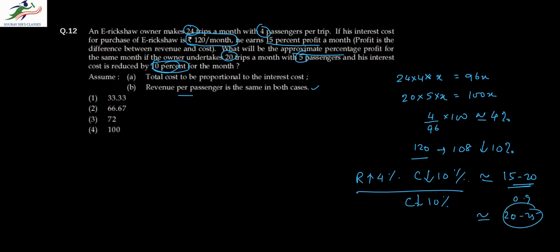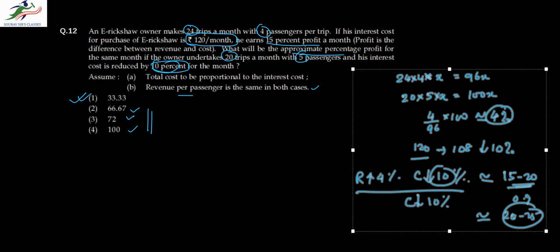Why I'm saying this is because you see the options: one is 67, one is 72, one is 100. Now these three are completely ruled out. So if I were to approach this problem, I would just look at these numbers. Roughly 4% increase in revenue and 10% reduction in cost means 15-20% around that would be the margins, and therefore I would straight away go with option A. This is a very crude and approximate shortcut method, and the real numbers would be a little different and more accurate. Let's see what those numbers are.